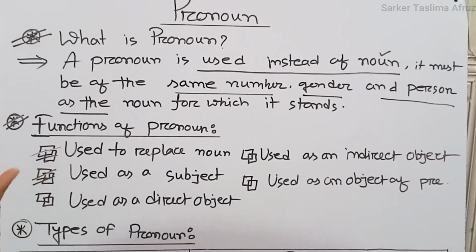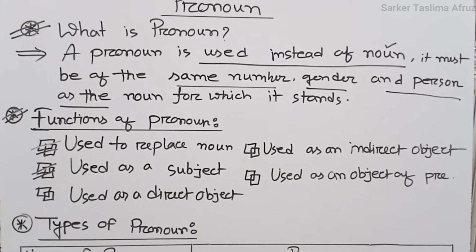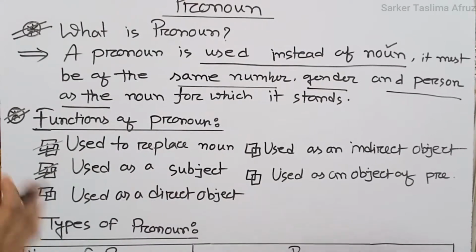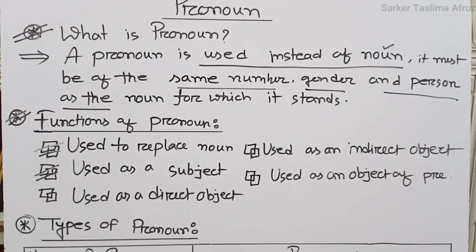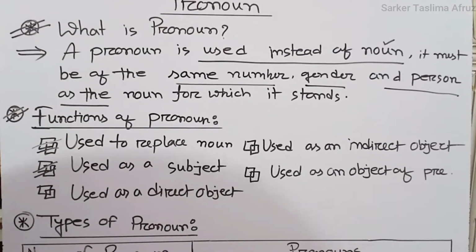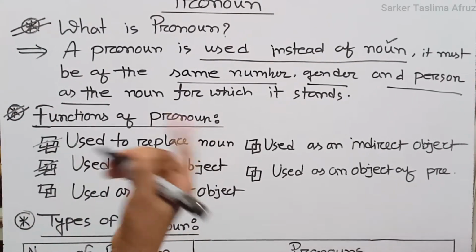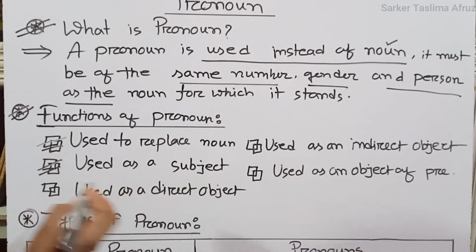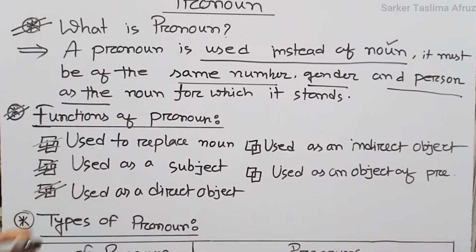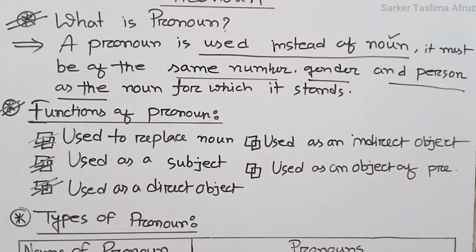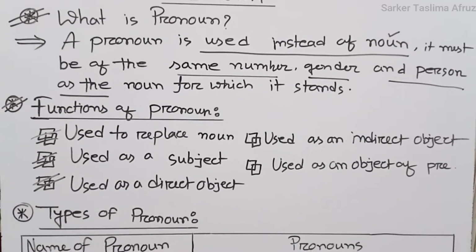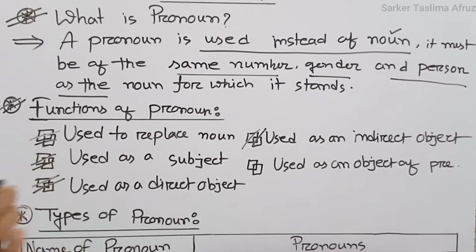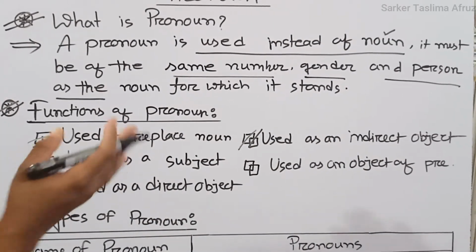Yes, dear students, suppose you are talking about Mim is a good student. In that case, you can replace the noun Mim by writing she is a good student. So she is a pronoun. In this way, you have other functions: used as a direct object. Next comes used as an indirect object. These are the functions. Dear students, these are the functions.